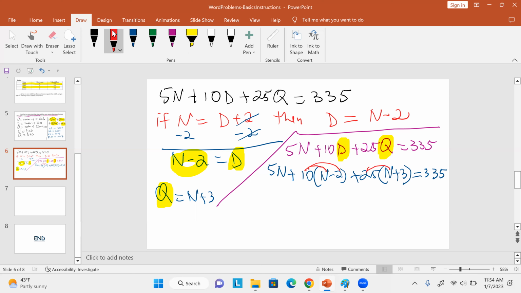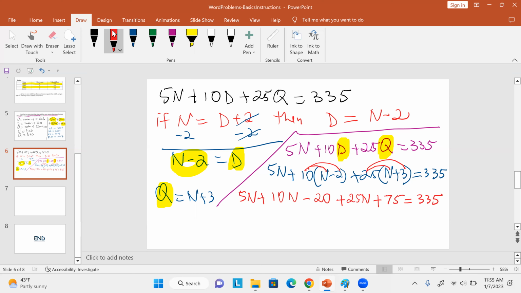So we multiply the number outside by everything inside the parentheses. Therefore, we're going to have a 5n, nothing to do with that. The 10 parentheses n minus 2 changes to 10 times n, which is 10n. 10 multiplied by negative 2 is negative 20, plus 25 times n, 25n, plus 25 times 3, 75, and everything is 335.